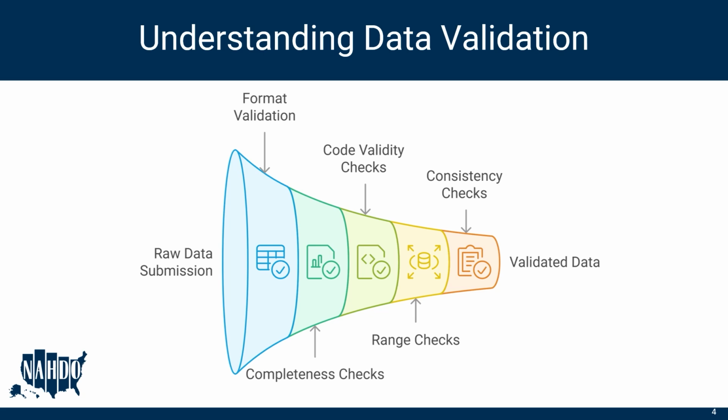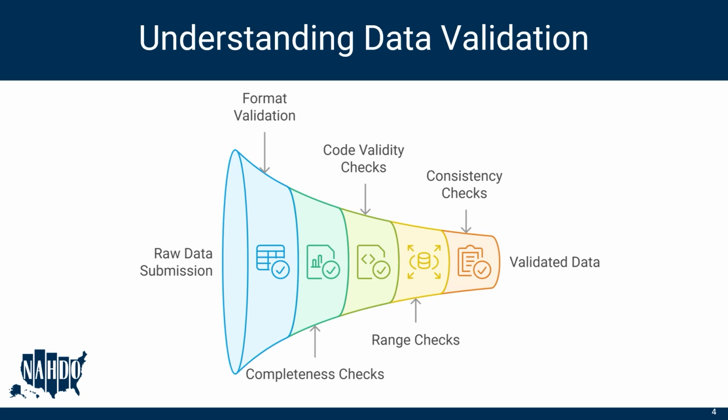Format validation determines whether the data is in the correct format, such as dates, numeric values, and text fields. Completeness checks identify missing data elements that are required for analysis and reporting. Code validity checks ensure that codes used for diagnoses, procedures, and other variables are valid and consistent with established coding systems. Range checks verify that data values fall within acceptable ranges.